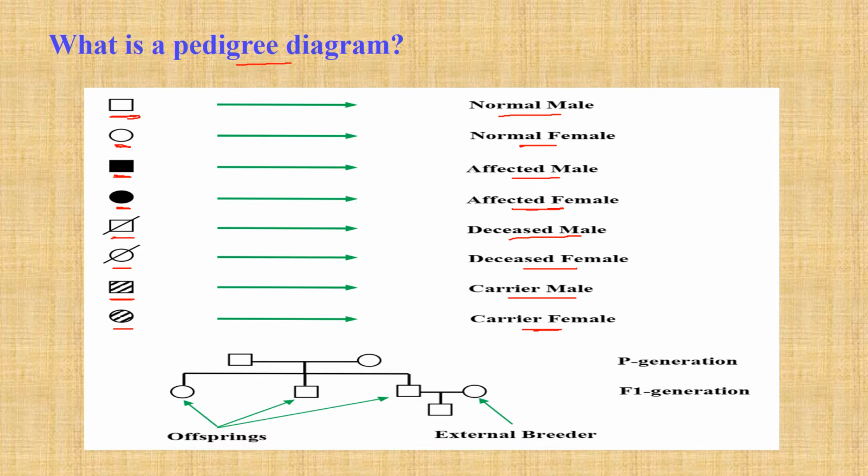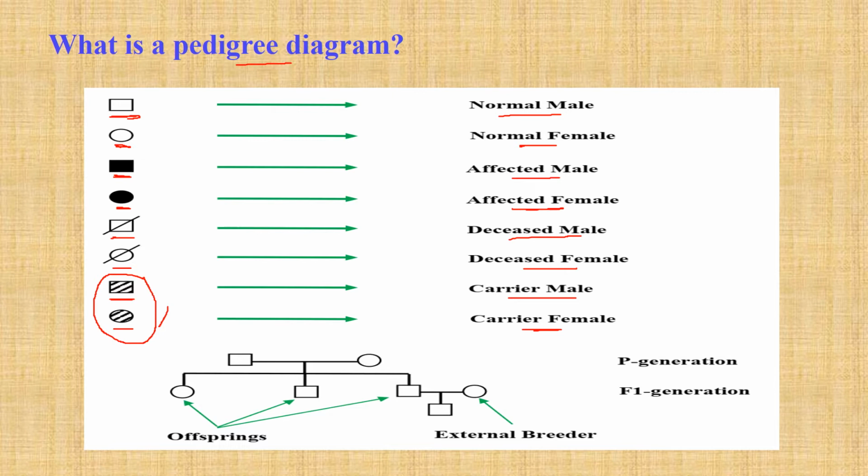Mind you, in some pedigree diagrams, the carrier male and carrier female will not be shaded like this. They will leave it as an empty box and they will want you to interpret it based on the offspring that are generated. So it is not in every case that you will see carrier male and carrier female being shaded. At times they leave it as an empty box.